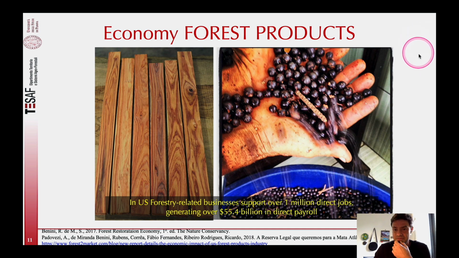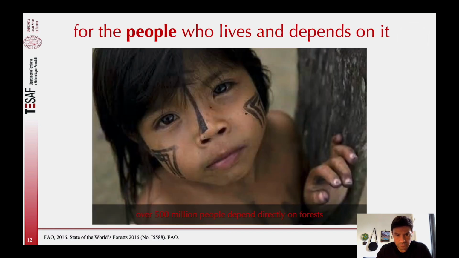We are not talking about something that is not important for the economy. So forest products are very important. Just look around and you're going to see how many materials you have, furniture, food, and many things that come from forests. And of course, forests are very important for people who live inside the forest. Over 500 million people depend directly on forests. So a forest is a house for many people.